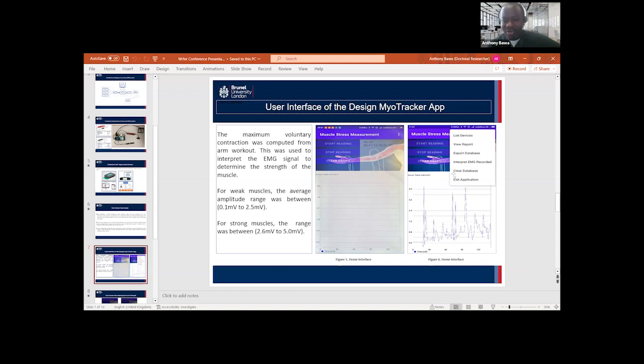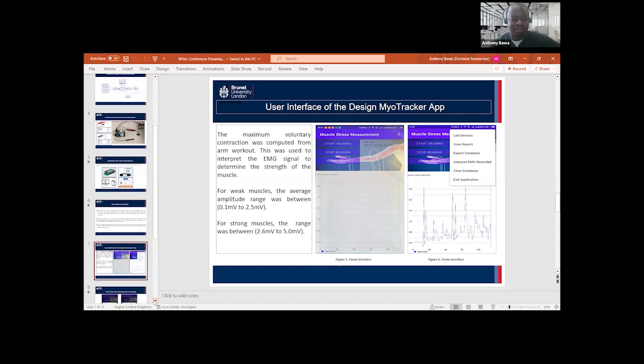There are various options the user can choose to view the report, that is the muscle signal recorded, and export it as a CSV file. Then you can also interpret the EMG record. The main thing was to allow the user to simply interpret the muscle signals from what was recorded.